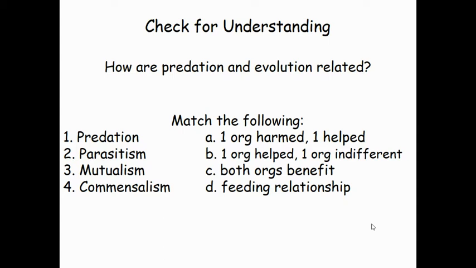All right, so predation is a feeding relationship. That's D. Parasitism. One organism is harmed, one is helped. That's A. Mutualism. C. Both organisms benefit. Commensalism. One organism benefits, is helped, and one is indifferent, which means it doesn't care, yes or no. That would be B.